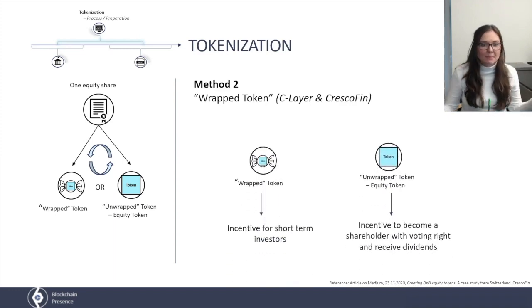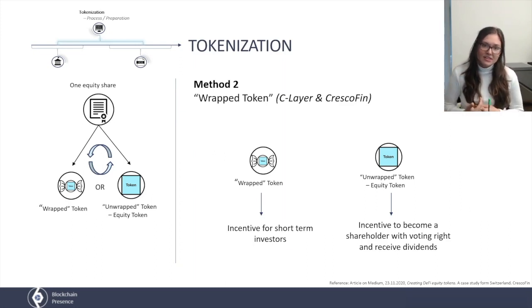So a quick recapitulation: wrapped token for short-term incentives, and the unwrapped equity token, so without the wrapping paper around, for shareholders with incentive to have voting rights and the right to receive dividends. So keep in mind, it doesn't matter in which form the token holder holds its token, if it's wrapped or unwrapped. It's still one share.